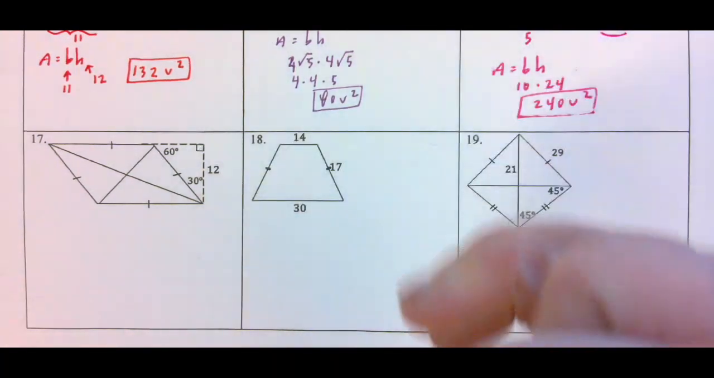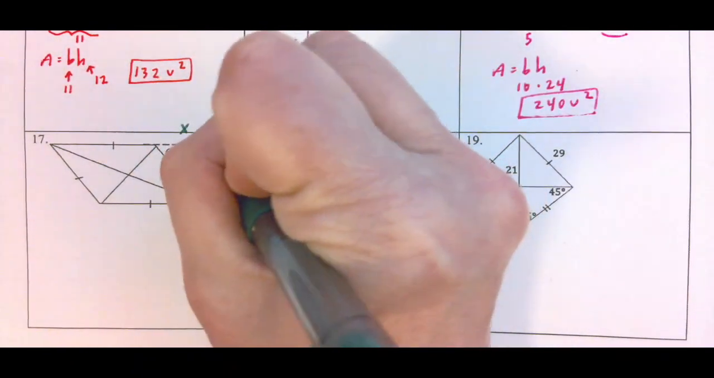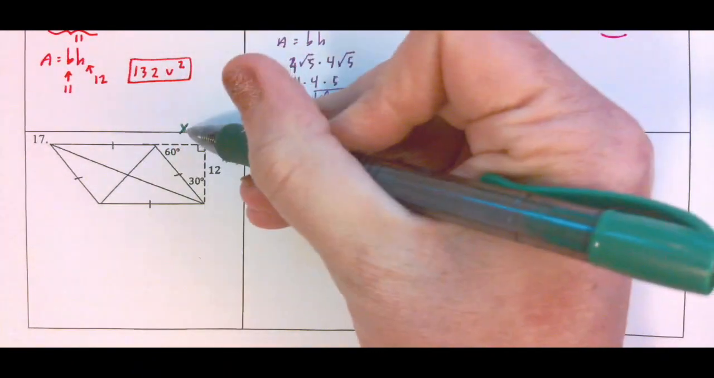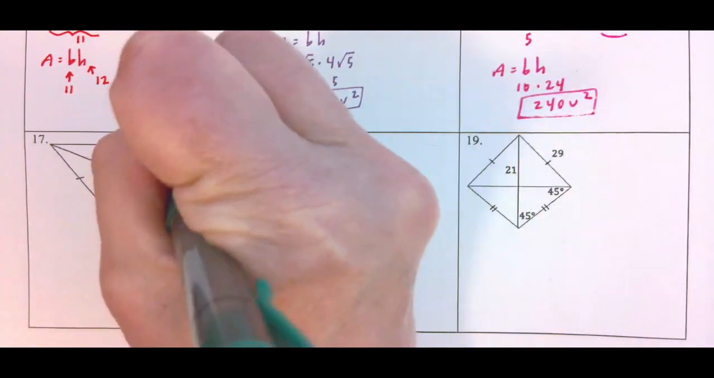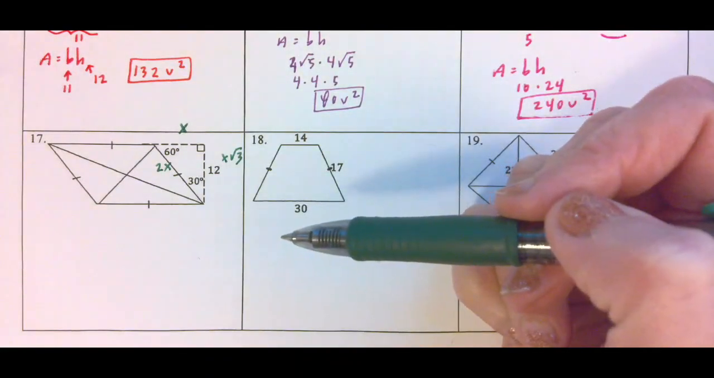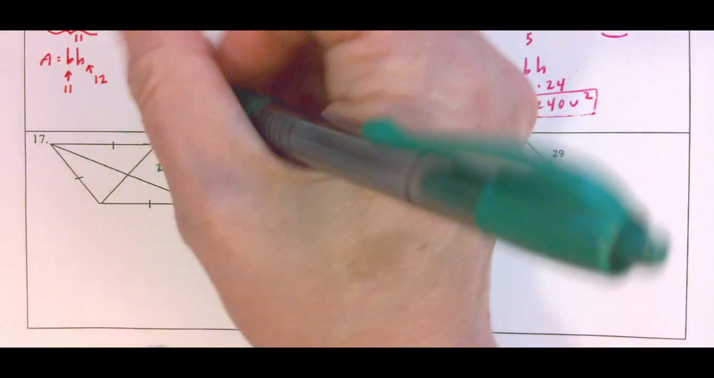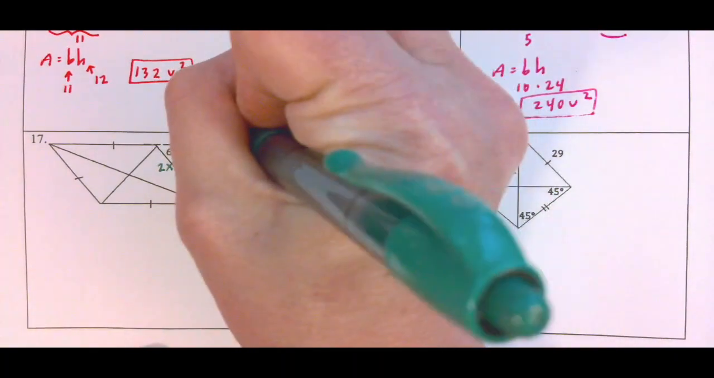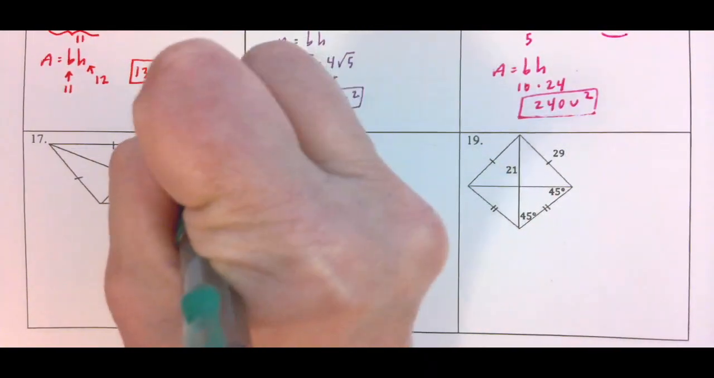Well, I can see that this is a 30, 60, 90 triangle. So my short leg is x, my longer leg is x root 3, the hypotenuse is 2x. So here that longer leg is 12, that's the x root 3. If I take a third of it times root 3, that tells me that my short leg is 4 root 3. And then the hypotenuse would be 8 root 3.